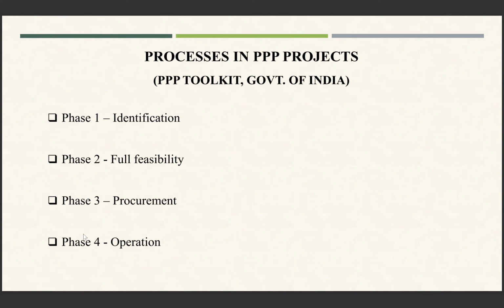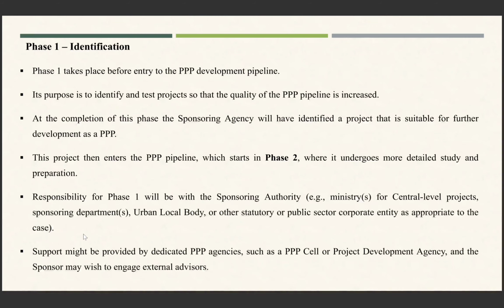The first is phase one, that is identification. Next is full feasibility, procurement, and operation. Phase one, that is identification, takes place before entry to the PPP development pipeline. The purpose is to identify and test projects so that the quality of the PPP pipeline is increased. At the end of this phase, the sponsoring agency will have identified a project that is suitable for further development. This project then enters the PPP pipeline, which starts in phase two.